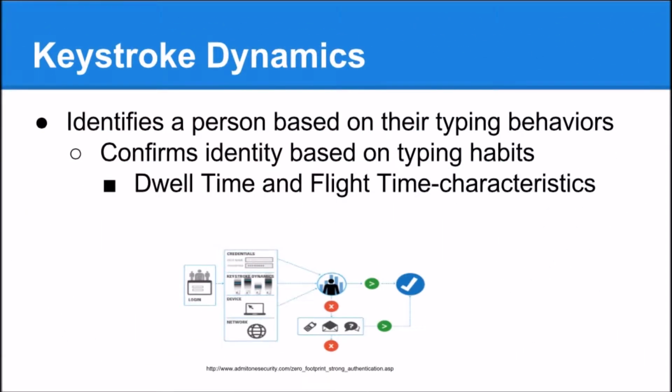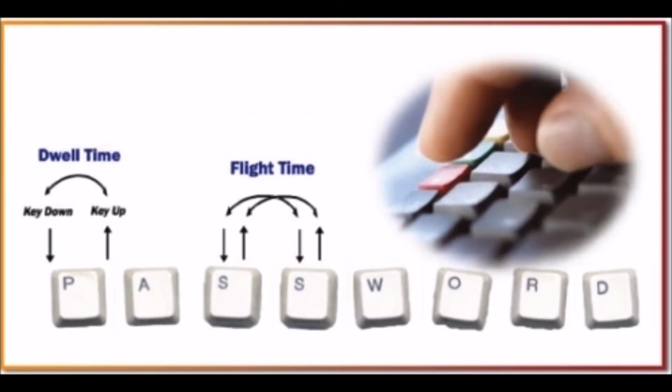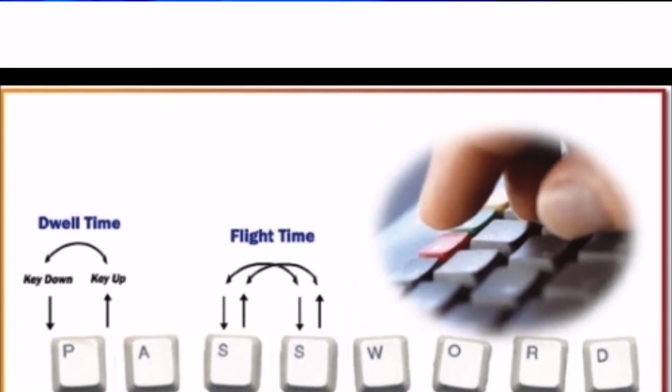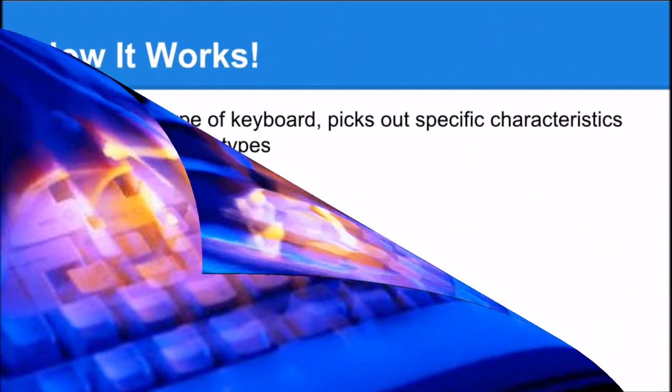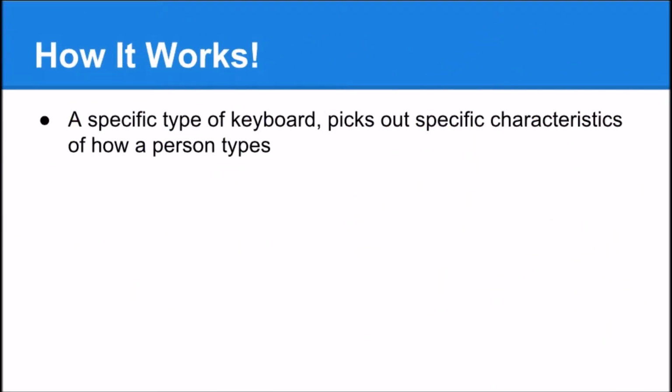Keystroke dynamics. Keystroke dynamics identify a person based on their typing behaviors. There are two characteristics of a person's typing that the keyboard bases its information off of. They are dwell time and flight time. Dwell time is how long a person stays on a specific key, and flight time is how long it takes to go from one key to another. A special keyboard embedded with a specific program records and remembers an individual's typing behavior.